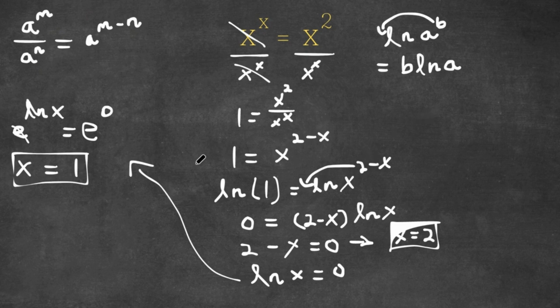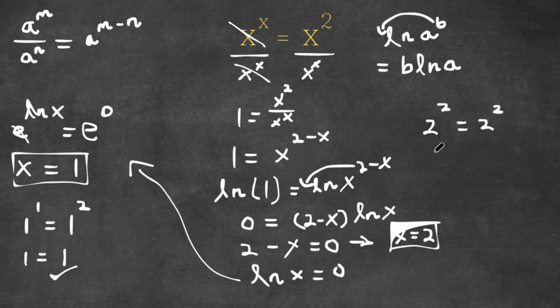And now let's go ahead and plug them into our equation. If we first plug in 1, we get 1 to the power of 1 is equal to 1 squared. 1 to the power of 1 is 1, and 1 squared is also 1. So this is right. Now let's check x equals 2. We have 2 to the power of 2 is equal to 2 to the power of 2. 2 squared is 4, so we have 4 is equal to 4. And this is right as well. So our two solutions are x equals 1 and x equals 2.